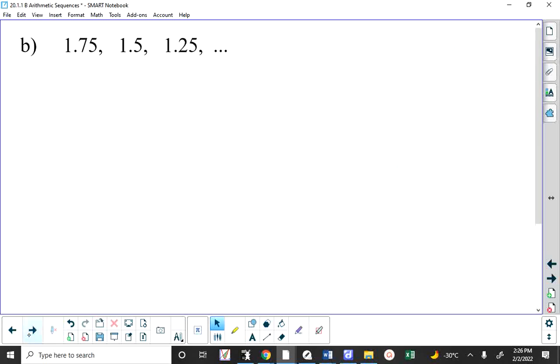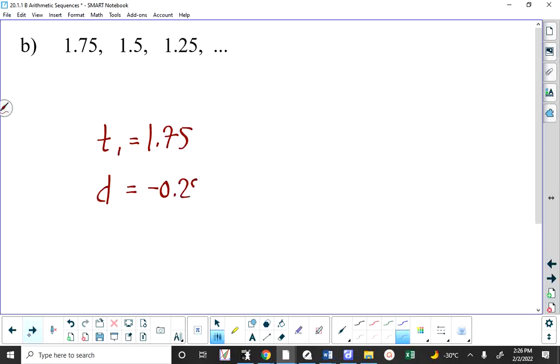All right. 1.75, 1.5, 1.25. Well, what's the first term? The first term is 1.75. What's the common difference? I really am almost 100% firing on the assumption that you can find the common difference. We shouldn't even need to discuss this. Take a term and subtract the term before it. Or what do you add to one term to move forward to the next term? And since the term values are decreasing in value, the common difference must be negative. It's negative 0.25.